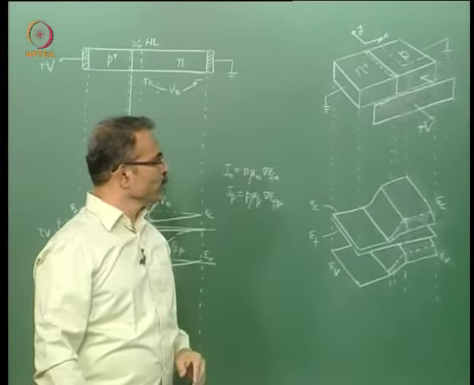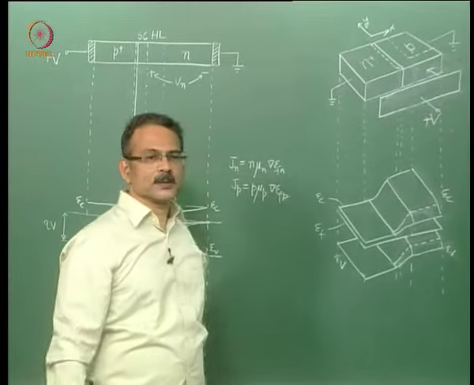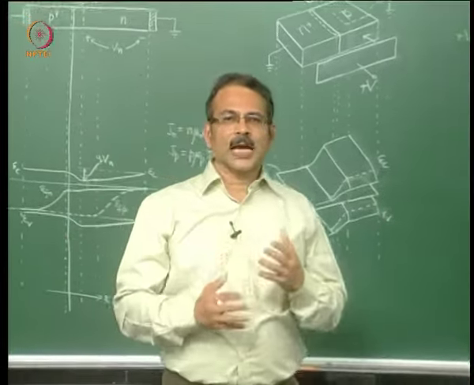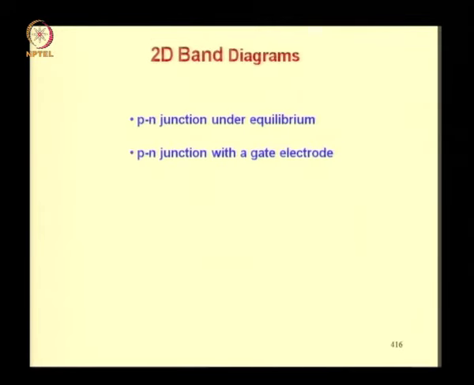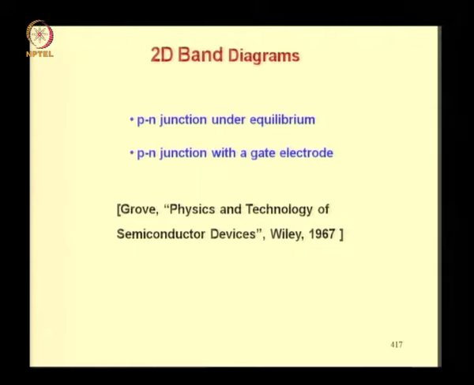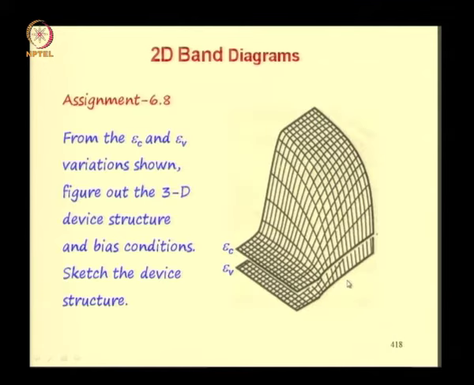So this is how you can draw two-dimensional band diagrams. Okay, it is a challenging exercise. The band diagrams that we have just now drawn on the board are taken from this book, Physics and Technology of Semiconductor Devices by Grove. The assignment is, from the EC and EV variations shown, figure out the 3D device structure and bias conditions. Sketch the device structure.